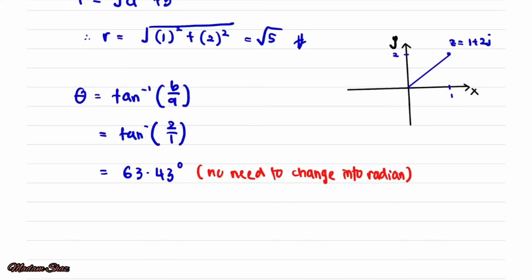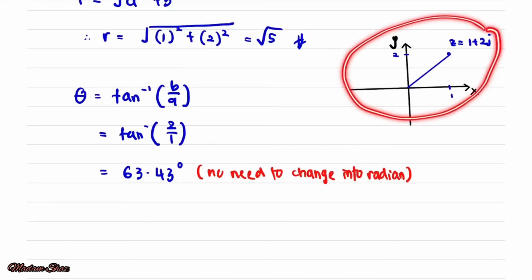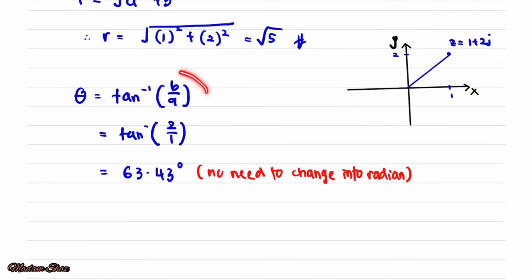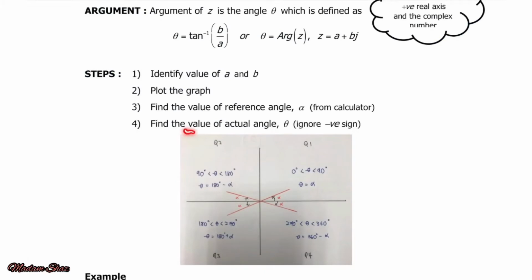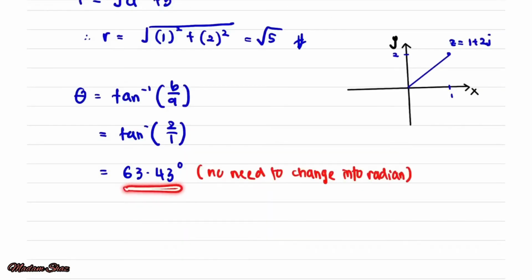So step number 1, determine A and B. Step number 2, plot based on your complex number. Step number 3, find your reference angle by using the formula tangent inverse B over A. Step number 4, find the value for the actual angle or the real angle, whereby you have to ignore the negative sign. So for here, we don't have a negative sign, but in some examples, maybe there is a negative sign at the front here. Okay, for the negative sign here, we will refer to the next example.